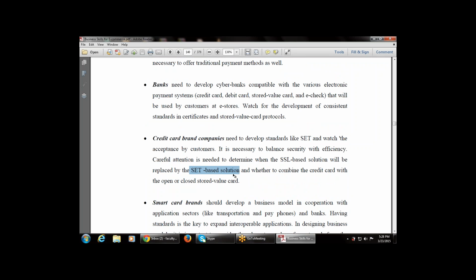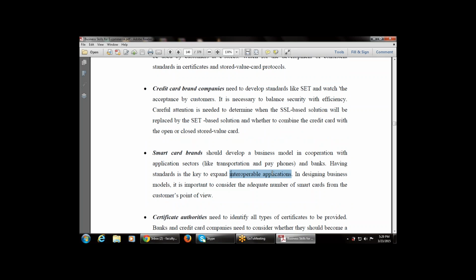The smart card brands should develop a business model in cooperation with the application sectors like transportation, payphones and the banks. The application sectors include transportation, payphones, and also the banks. Having standards is the key to expand interoperable applications that are used with the smart card brands.